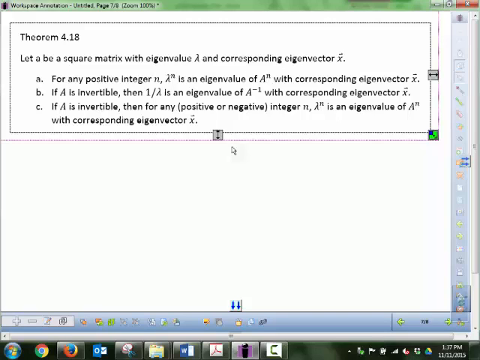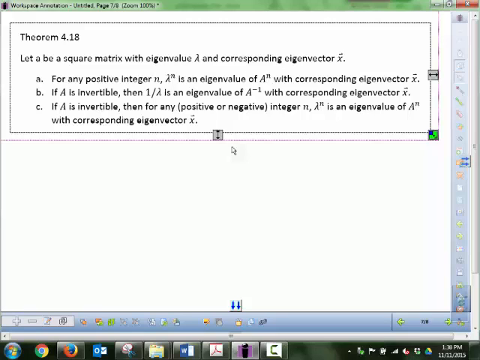The second one: if A is invertible, then 1 over lambda is an eigenvalue of the inverse with the corresponding eigenvector. And if A is invertible, then for any positive integer n, lambda raised to the n power is an eigenvalue of A to the nth power. Isn't that like the first one? Oh, positive or negative. So this allows negative exponents, like a negative 2 power or something like that.